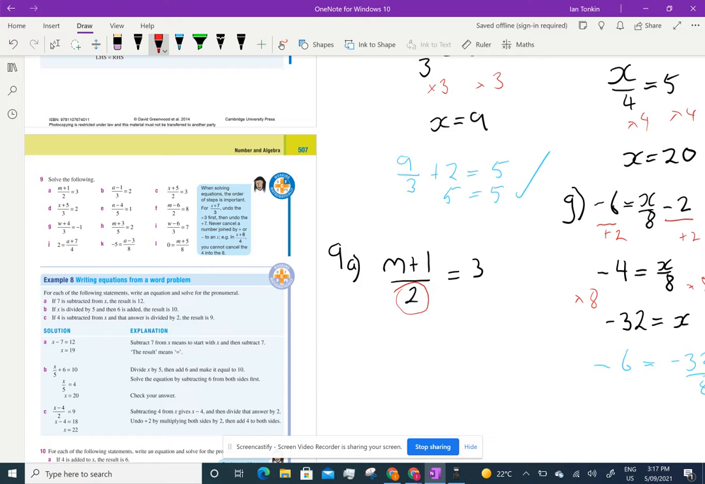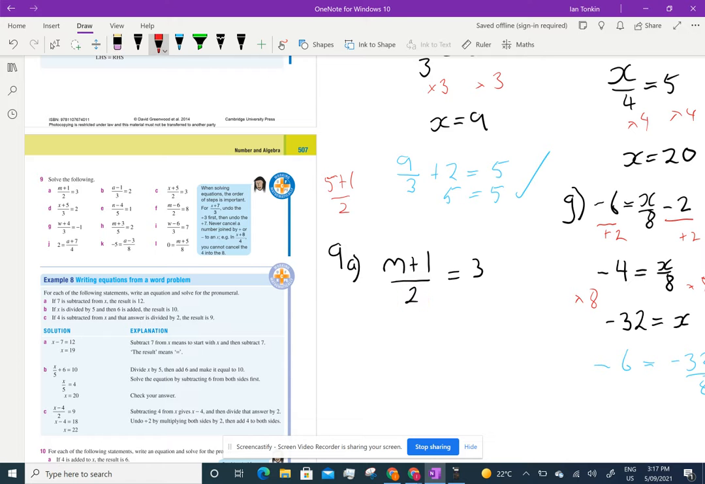Now, I know that's hard, but if this was a normal operation, you would do the number plus 1, then divide by 2. So if this was 5 plus 1 over 2, well, you do the addition first, then the division. But because we're taking things off, we must do them in the reverse order. So I've got to get rid of that 2 first.